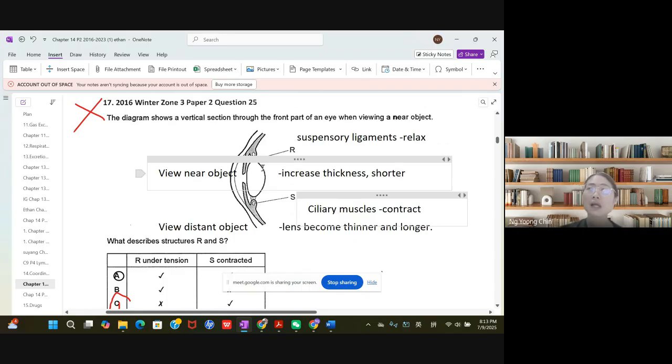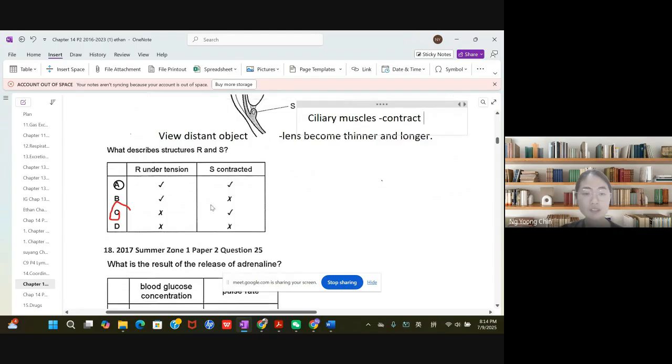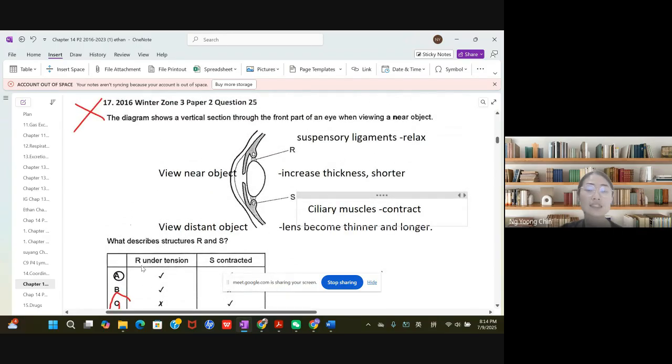Usually you will have a pair of muscles. One muscle will contract, another muscle will relax. By working in this way, you are able to produce a movement. They will not be like both muscles contracting together or both relaxing together. So that's it. Because R is under tension, R is not under tension, R is relaxed, because the lens becomes increased in thickness. So that's why R relaxes.